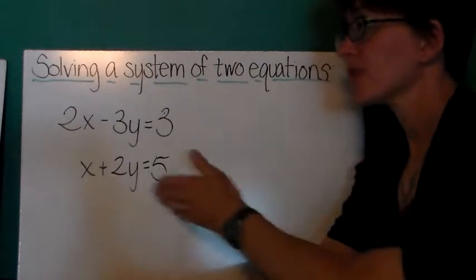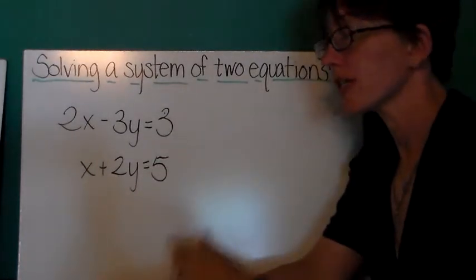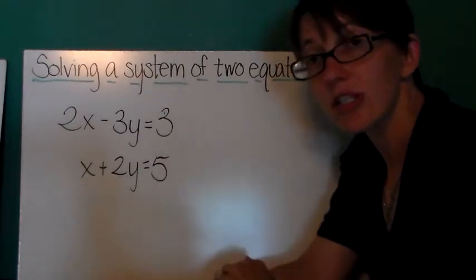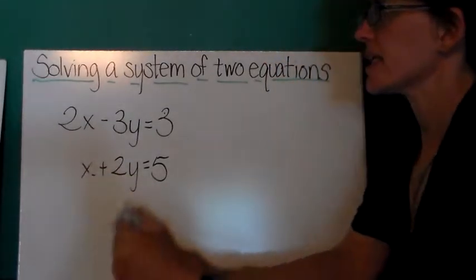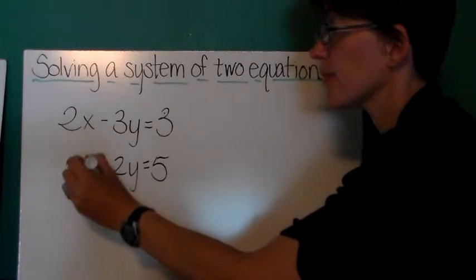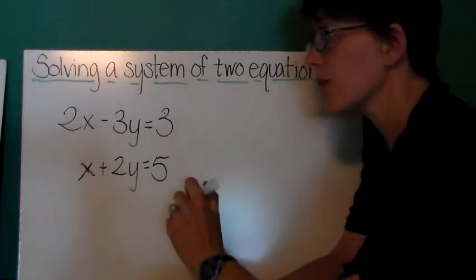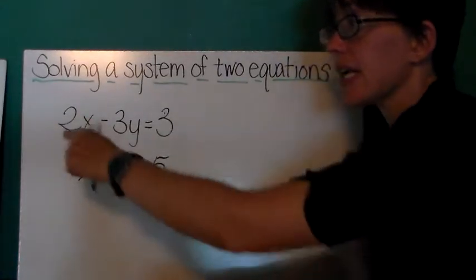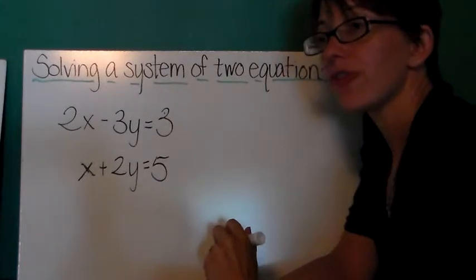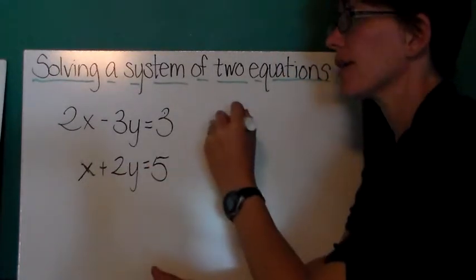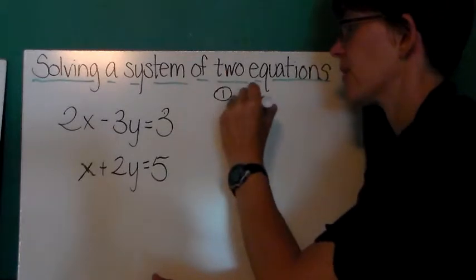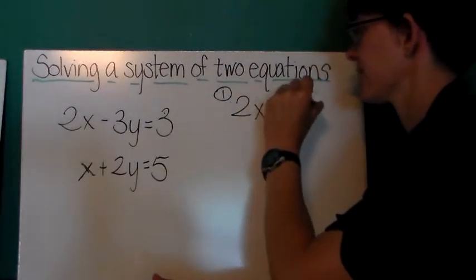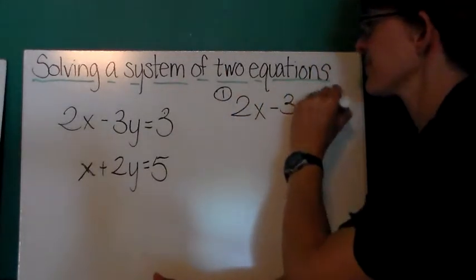So let's begin by solving this system of two equations. As you can see, I could easily solve this by substitution, solving my second equation for x, but instead I'm going to use the elimination method. So I'm going to eliminate that x variable from the second equation, leaving my first equation looking exactly the same. Here's my step 1, 2x minus 3y equals 3.